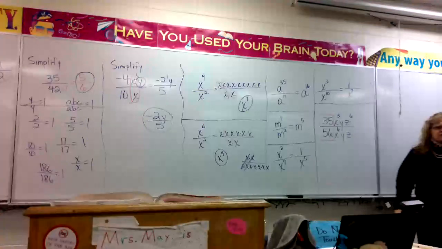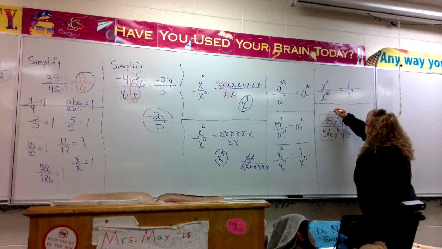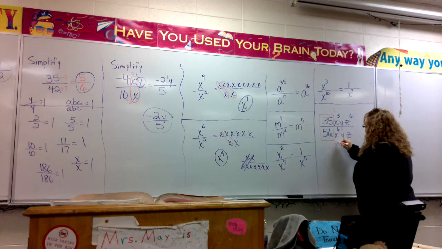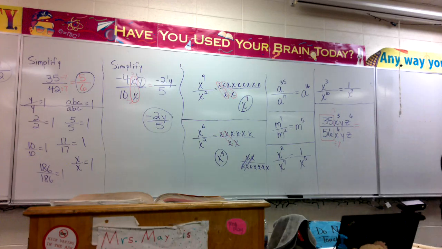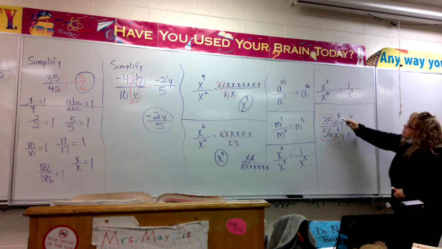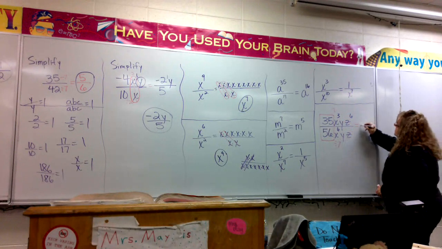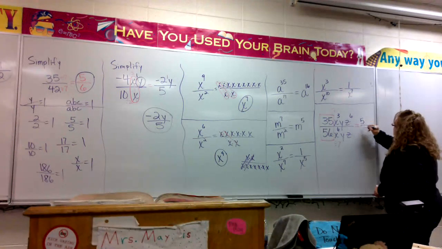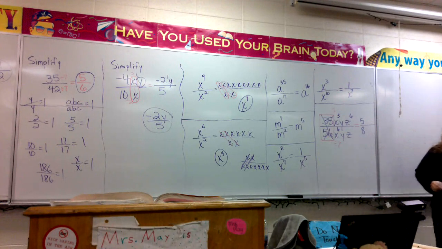What goes into 35 and 56? 7. Divide by 7. What does that give? 35 divided by 7 is 5 over 8, right? 5 times 7 is 35. 8 times 7 is 56. So we'll start with that. 5 over 8. That takes care of the number part.